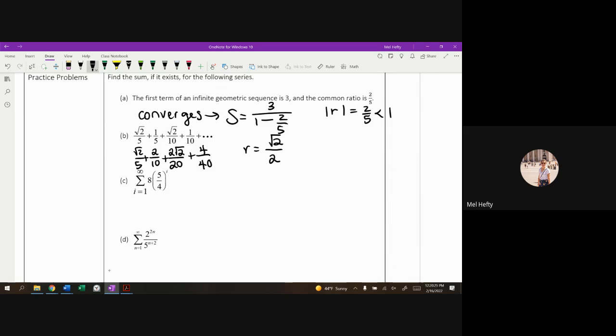All right, this R, I can absolutely value it if I want. Is that bigger than or less than 1? It definitely is less than 1. So does this converge or diverge? Converge. Sum. What number goes on top? What? Square root of 2/5. That's our first term. 1 minus what? √2/2. That one's a little crazy.